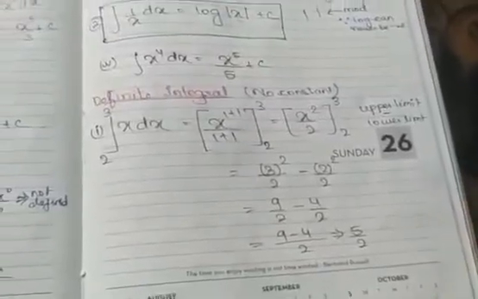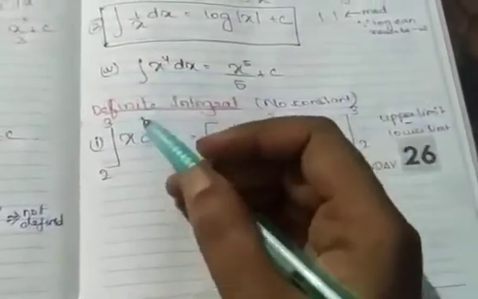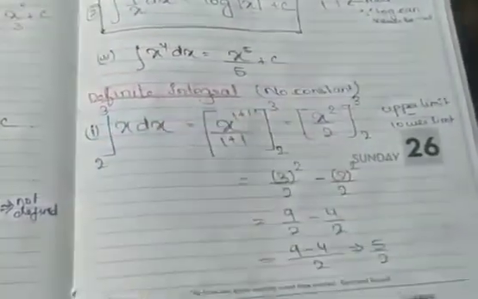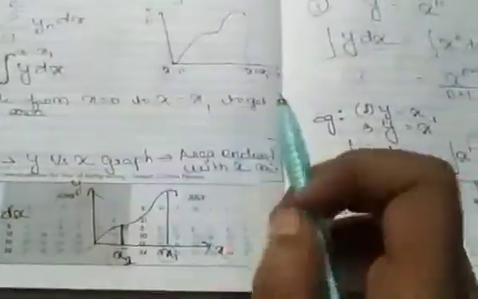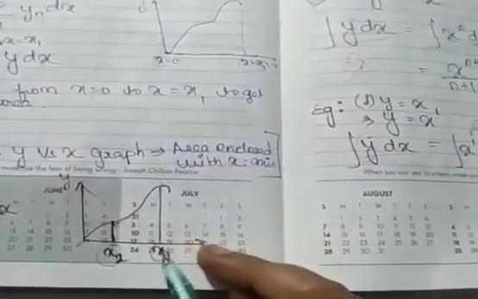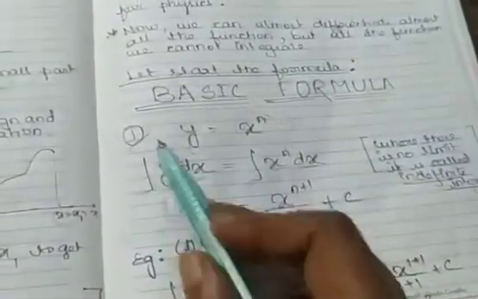So what to do for definite integrals? What are definite integrals? Definite integrals are such integrals in which the lower limit and the upper limit are given. Do you remember our graph where we studied? When a limit is given from this point to this point, in these questions we saw that no limit is given.